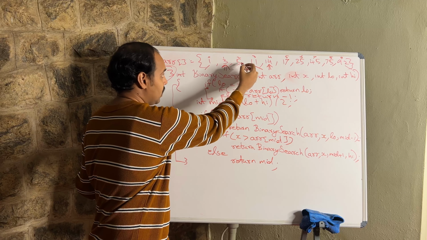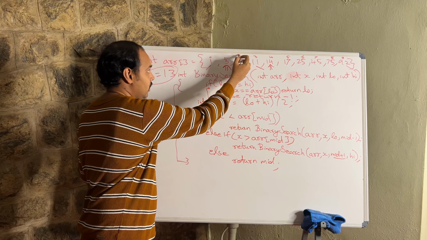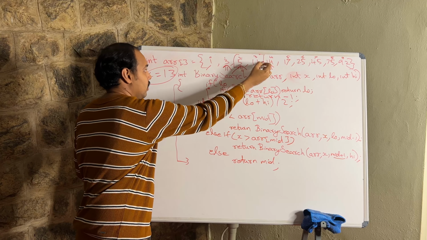Whether low is equal to high? No, 2 is not equal to 3. So we find the mid. So 2 plus 3 by 2, which is 5 by 2, which is 2. So mid is 2, so low and mid are the same. Mid is 2, and the range of the array is only from this to this.